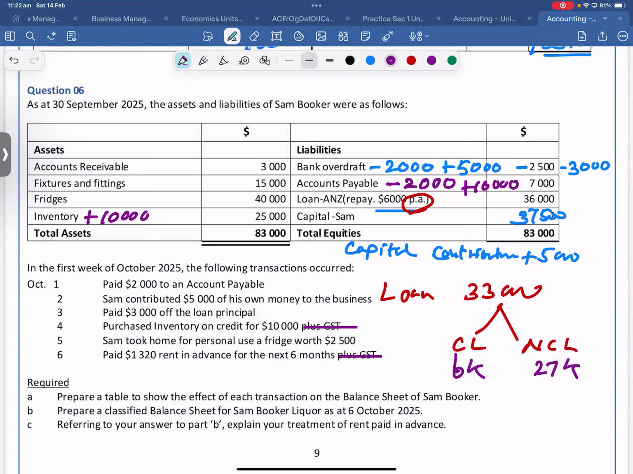Two fridges, which are worth 2,500. Yes, his drawings would increase by 2,500, where he's taken some from the business, so his drawings reduce the owner's equity. Good. So drawings will increase 2,500, which is negative on equity. And then the fridges, what will happen?